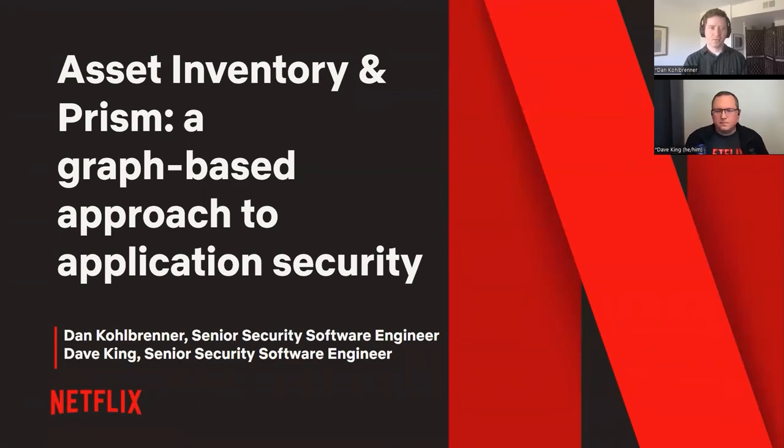Hi, welcome to Asset Inventory and Prism, a graph-based approach to application security. My name is Dan Kohlbrenner. I work as a senior security software engineer on the application security team at Netflix. I spent the last few years building distributed systems in the cloud, and now I help engineering teams improve the security of their software. Great, and I'm Dave King.